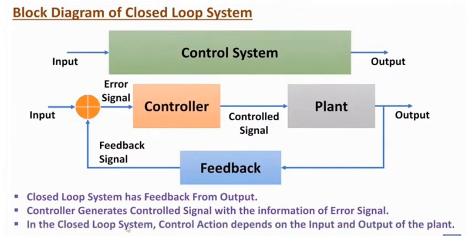In the closed loop control system, control action depends on the input and output of the plant. Why does it depend on the input and output of the plant? The reason is that the controller is taking input as an error signal, which is a combination of input and feedback, and feedback depends on output, right? That's why this closed loop control system has higher accuracy because of feedback.